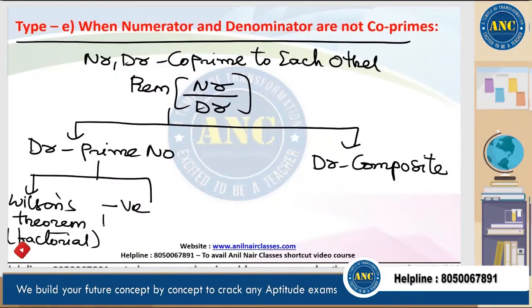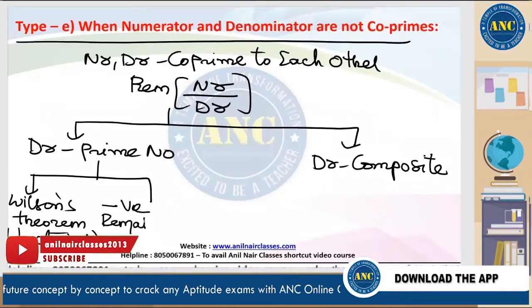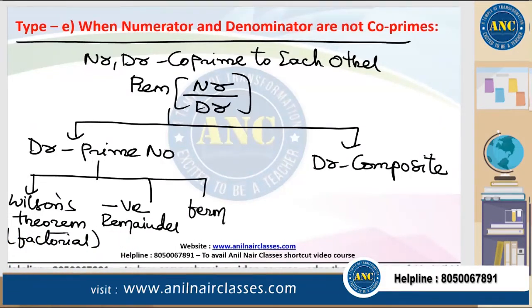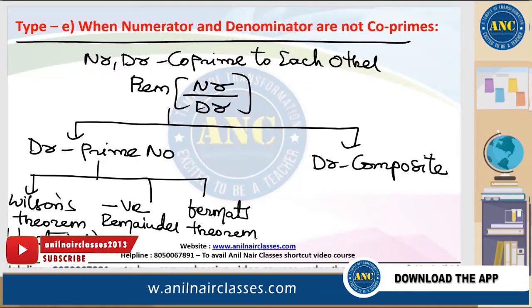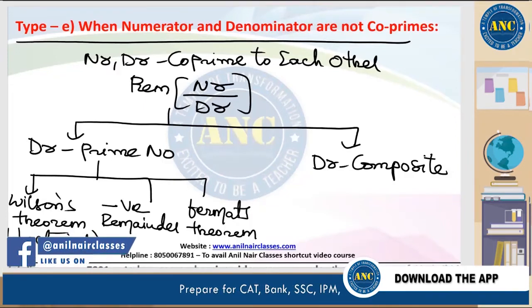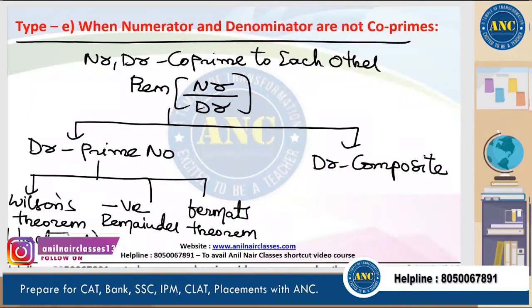Use a negative remainder or use Fermat's theorem. Any one out of three you can use. If the denominator is a prime number, you can use Wilson's theorem, or you can use a negative remainder, or you can use Fermat's theorem.